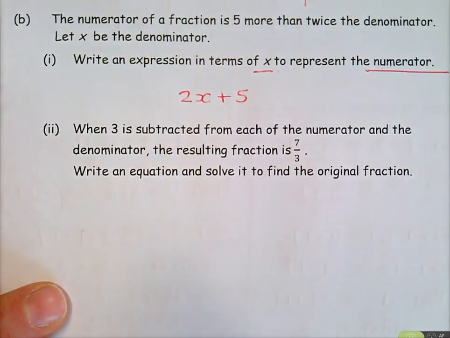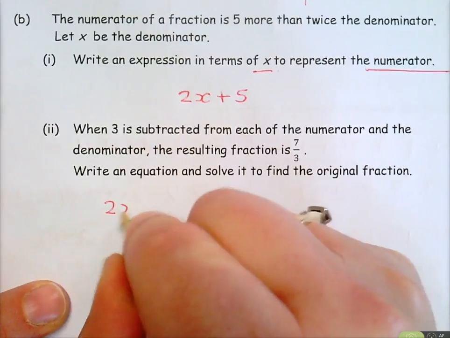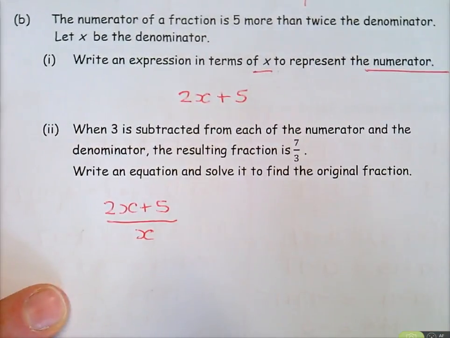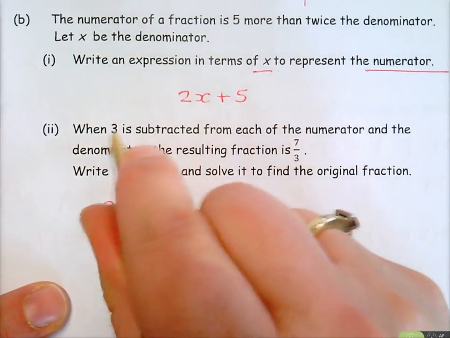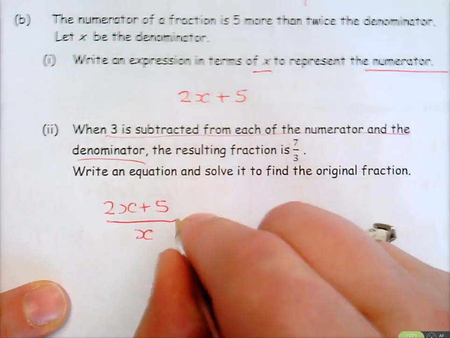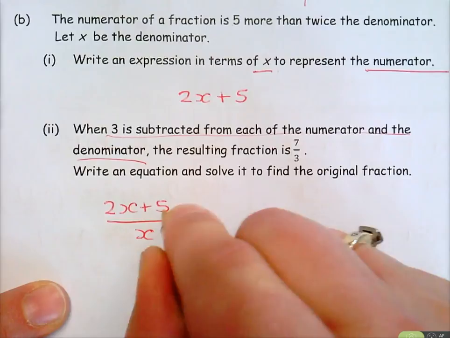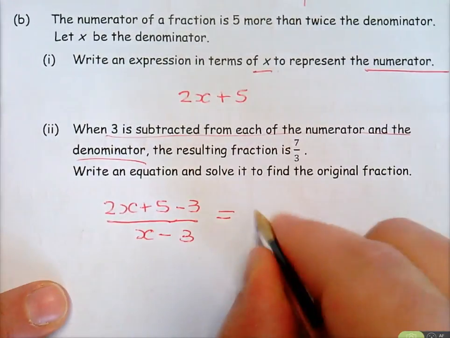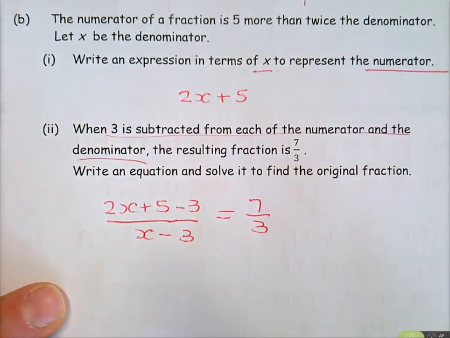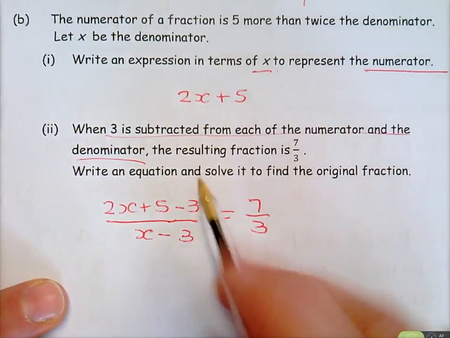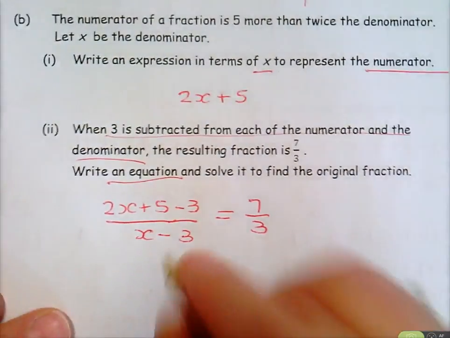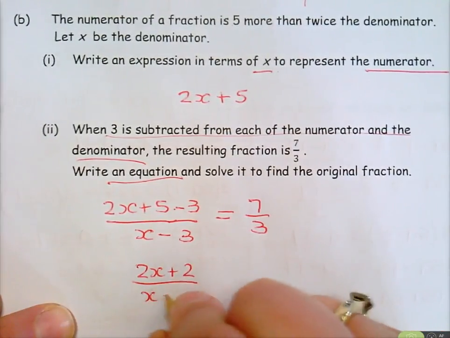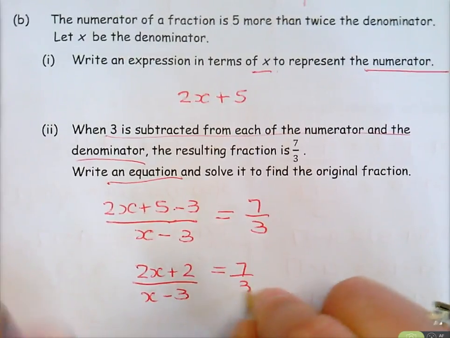Next part of the question. So the actual fraction is 2x plus 5 over x. That's the actual fraction. It says when 3 is subtracted from the numerator and the denominator, so we go 2x plus 5 minus 3 over x minus 3, the resulting fraction is 7 over 3. We've written the equation. Now we need to solve it. So 2x plus 5 minus 3 is 2x plus 2 over x minus 3 equals 7 over 3.